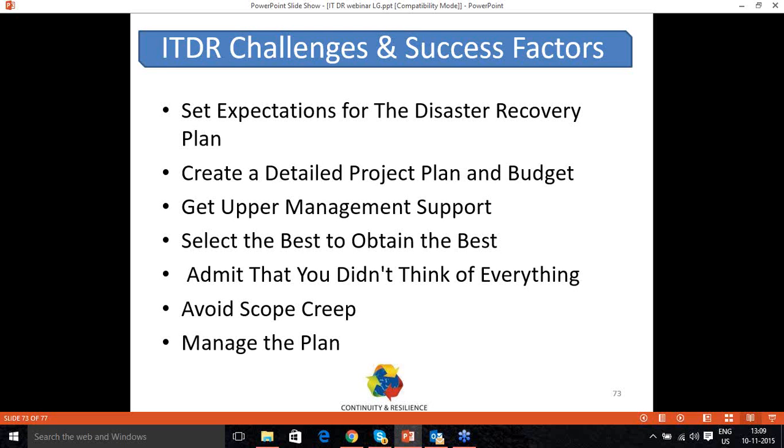Set expectations for the disaster recovery plan. A disaster recovery plan is not a magic wand, right? There are limitations to it. So set those expectations right from the very beginning. Create a detailed project plan and have a budget available for that. Get the blessings from your stakeholders. Don't go for the best option always. Go for the best suitable option, depending upon your resources, time, funding you have, and the kind of risk you are dealing with. Choose the best possible option.